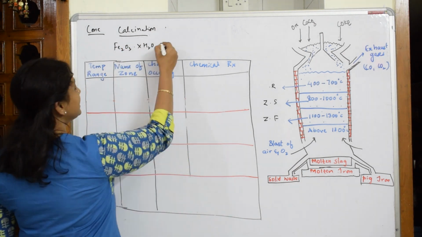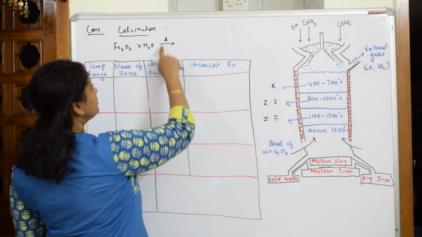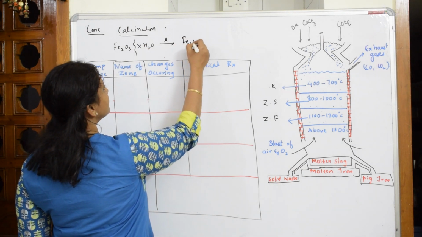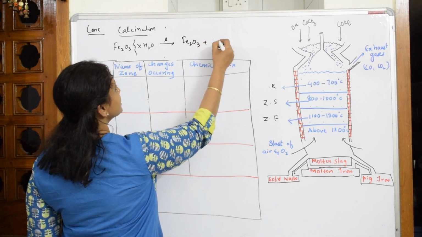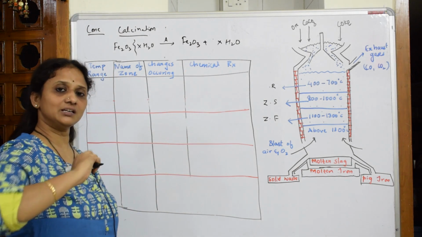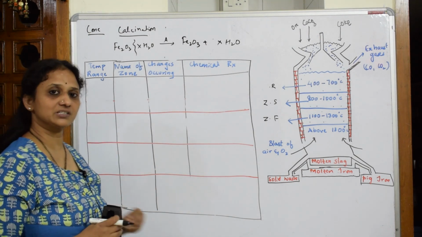When you're heating it, you're just heating it. I'm not saying in the presence of this one. When you're heating it, immediately this bond dissociates and you get Fe2O3 plus XH2O. So this is done. Whatever moisture is there gets evaporated. Now we are left with this iron oxide. Now this is your main process.